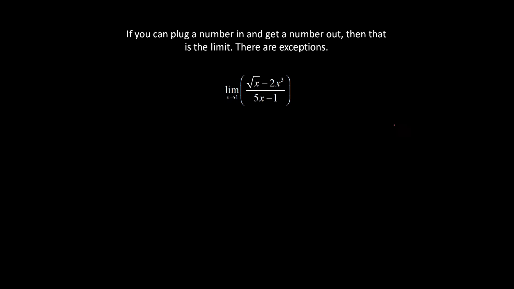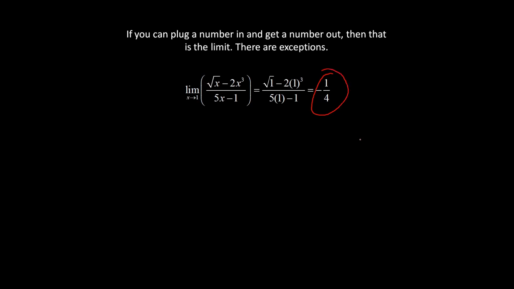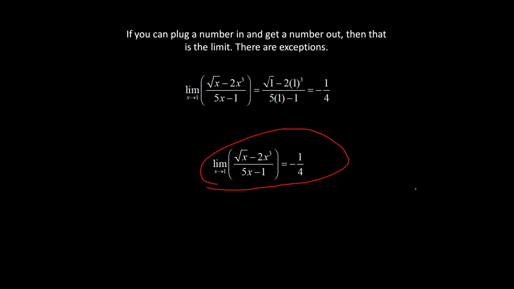So for example, let's say I have this limit here where we've got a square root of x in here, minus 2x cubed, 5x minus 1. And we want this limit as x goes to 1. And what I'm saying here is, if you can simply plug in your number, so I'm just plugging in 1, and if we can get an answer from that, then that is our answer. That is the limit.